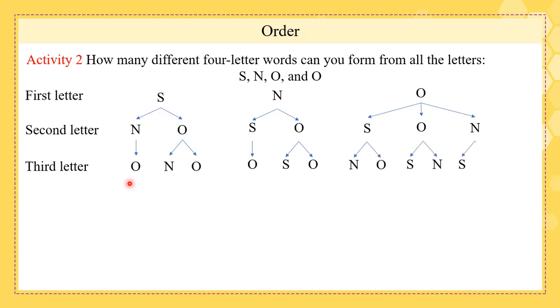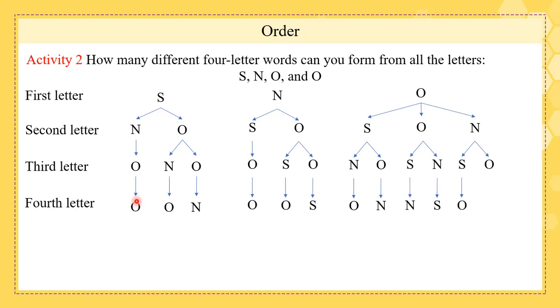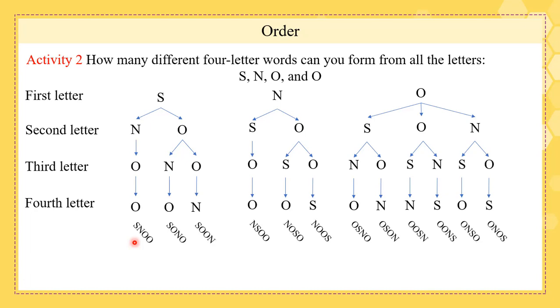and so on. And for the fourth letter, if the first is S, the second is N, the third is O, so the fourth would be O, and here it would be also O, and here we will have an N, O, O, S, and so on. Now we are not interested about the letters S, N, and O, we are interested about the number of words. So we will have this word, this is the second, the third, 6, 7, 8, 11, 12. We're going to have 12 words.